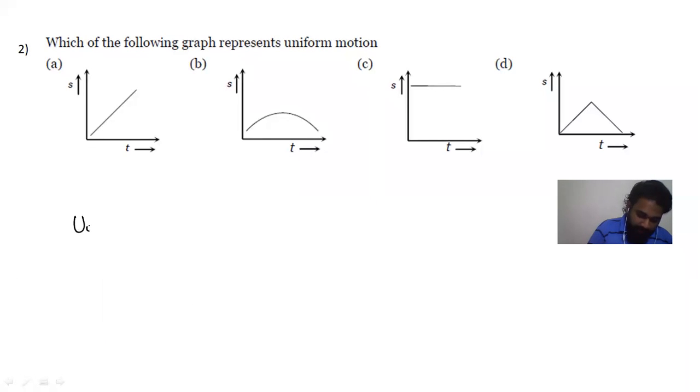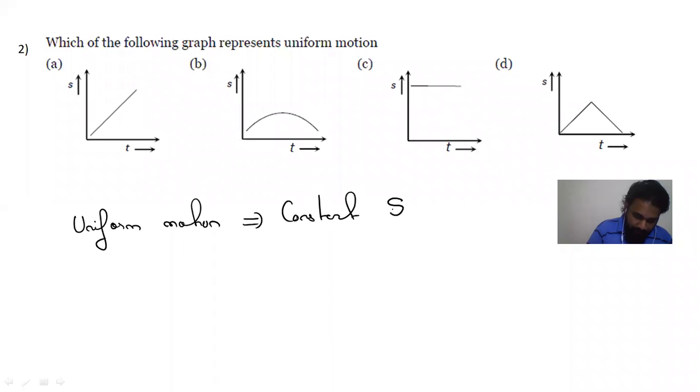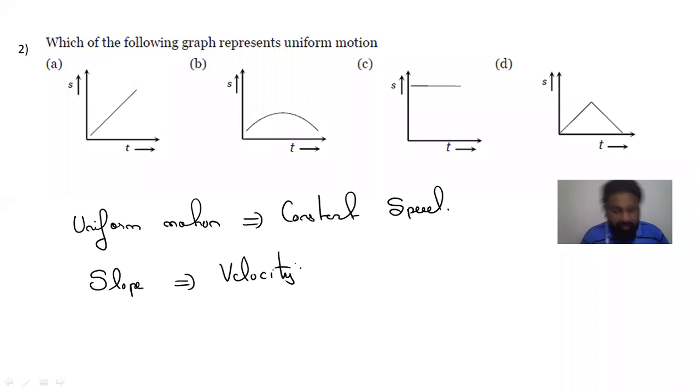So uniform motion means what? Uniform motion means it must have constant speed, or constant velocity. Then we can say uniform motion. So if it is a distance time graph or displacement time graph, what is slope? Slope is nothing but velocity. So wherever slope is constant, we can say this is going to be uniform.